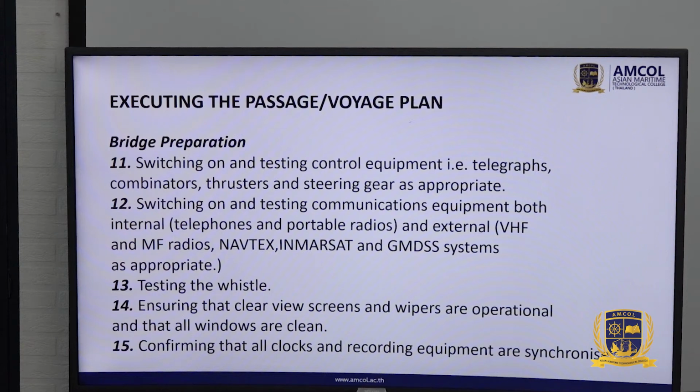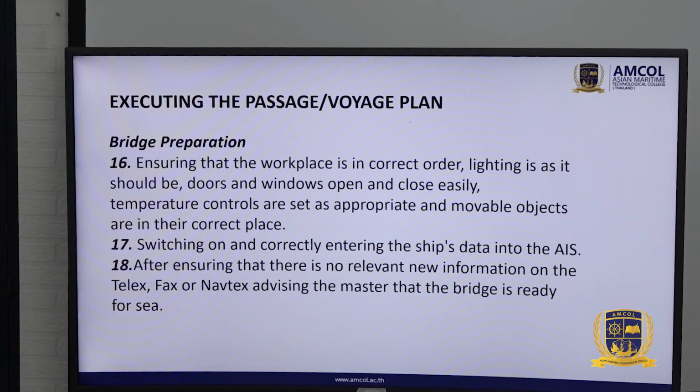So we need to make sure that the bridge clear view screens are operational. Confirming that the clocks are synchronized. Workplace and all lighting, etc. Air conditioning is working. In my opinion, if your bridge air conditioning is not working, it becomes very difficult for the watchkeeper to perform. Ensure that NAVTEX, etc. have been tuned and are in good order. So that's all from the execution point.